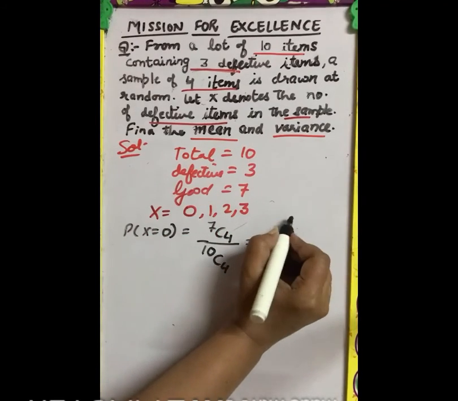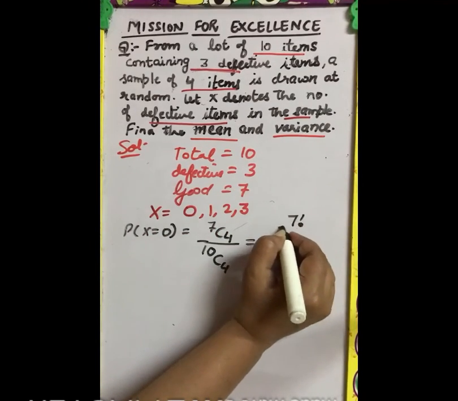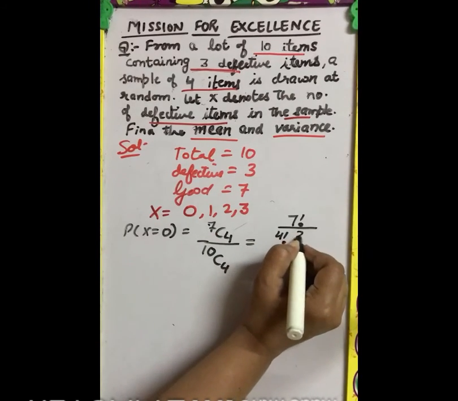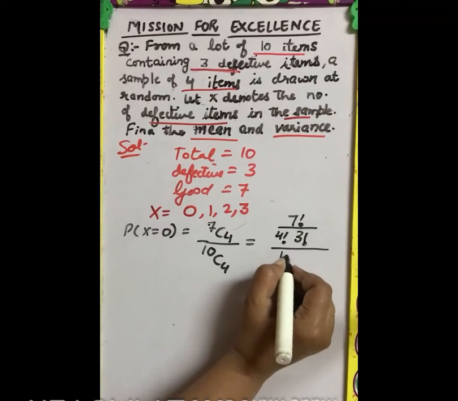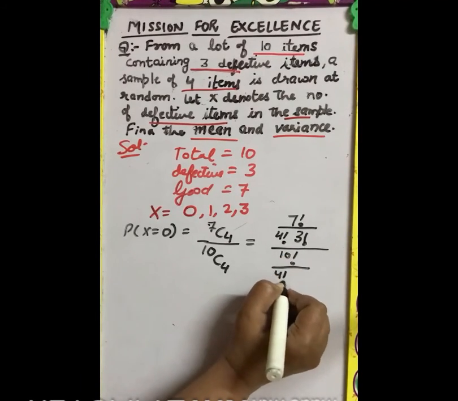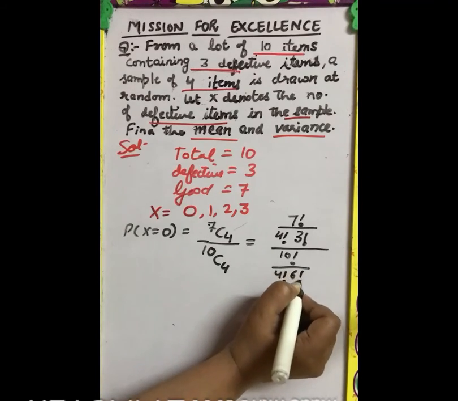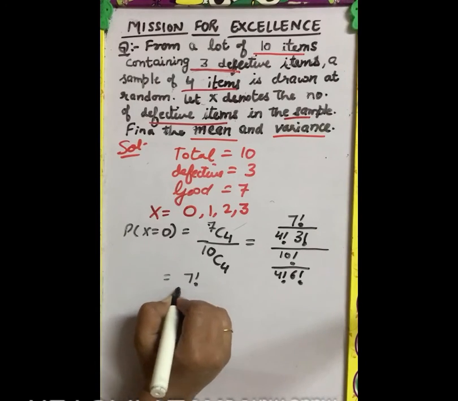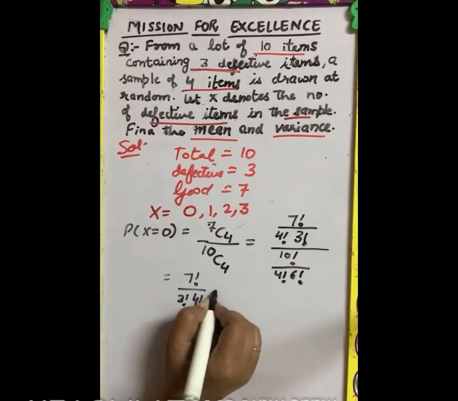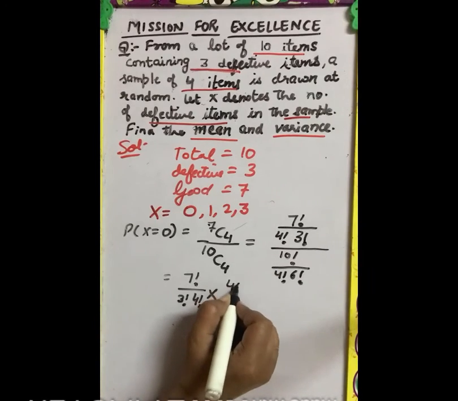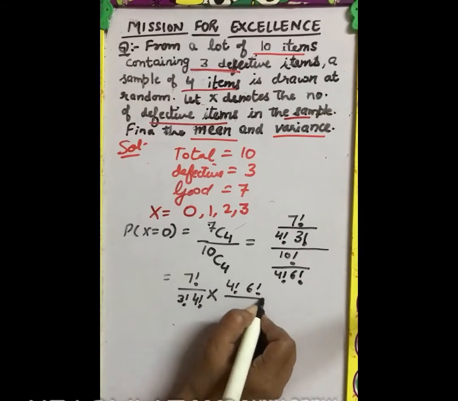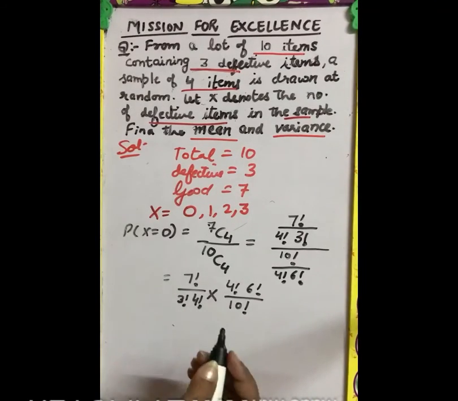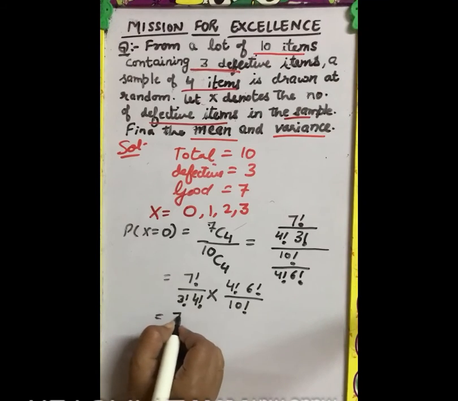Now when you calculate it, 7C4, as I told you earlier, is 7 factorial over 4 factorial into (7 minus 4) factorial, which is 3 factorial. And this is 10 factorial over 4 factorial into (10 minus 4) factorial, 6 factorial. So when you calculate, it becomes 7 factorial, 3 factorial, 4 factorial, and the 4 factorial goes up. So 4 factorial into 6 factorial divided by 10 factorial. As I told you earlier about the factorial notation, we can write it as 7 factorial.